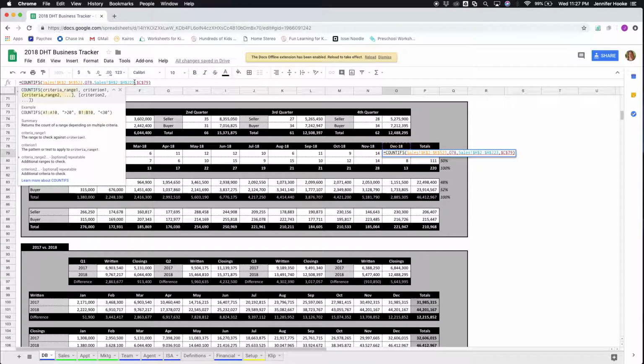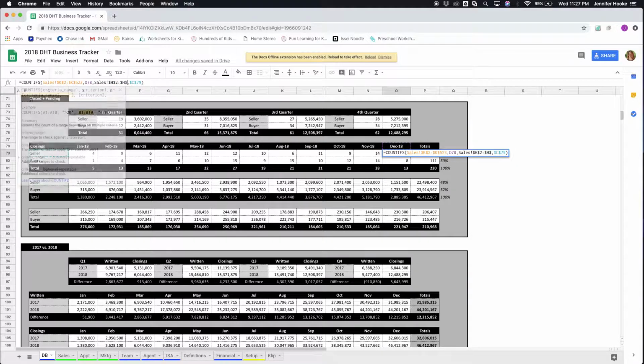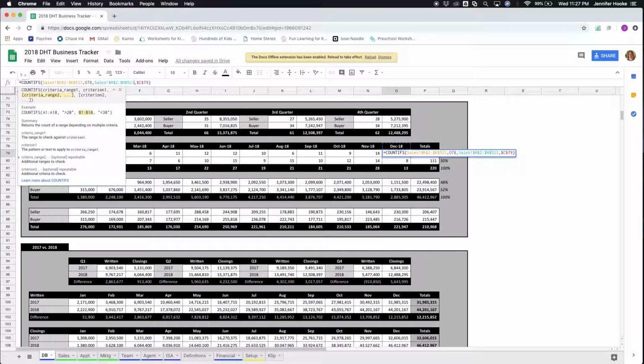Now, you'll notice over here, this information comes from the sales input sheet too, and this only expands down to row 223. So I'm going to go ahead and change that to 523 so that it goes the whole way to the bottom of the sheet as well and includes all the transactions.